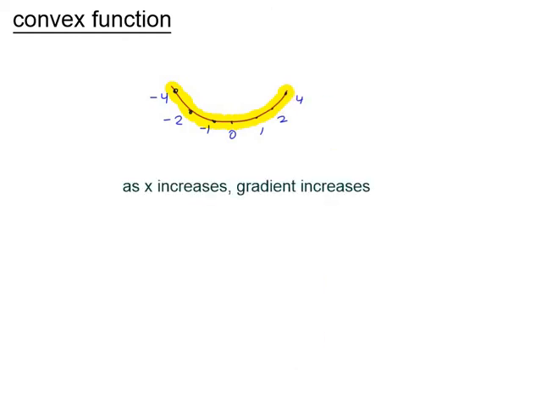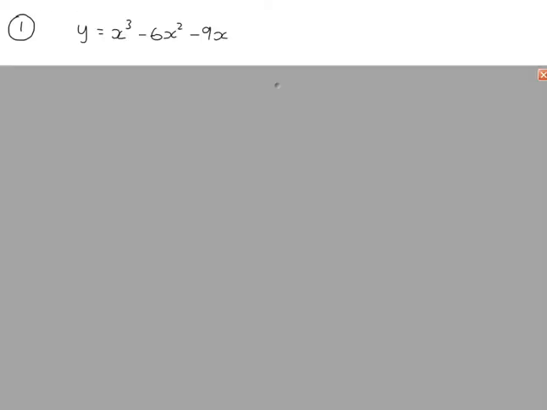So as x increases, the gradient increases, and we can use the second derivative, d2y by dx squared, make it greater than 0, so set up an inequality and solve, and it will give you the set of values of x for which the gradient is increasing and for which you have convex behavior. So the curvature here is convex.